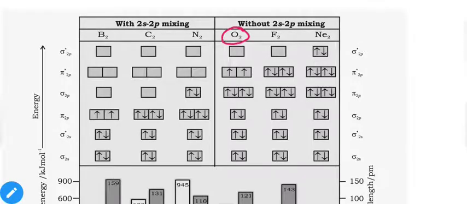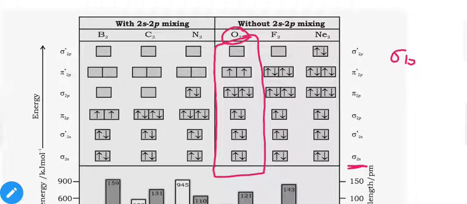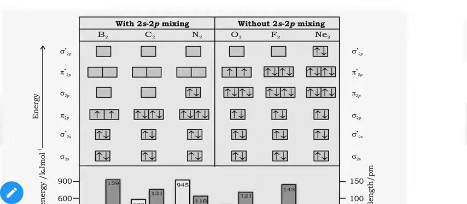As we can see, for O2 the molecular orbital diagram is mentioned here, but this will start from sigma 2s. We can ignore the first two orbitals, sigma 1s and sigma star 1s, because both of them contain 2 electrons, so they will cancel out. If you ignore them, nothing will change, so we are going to ignore them.